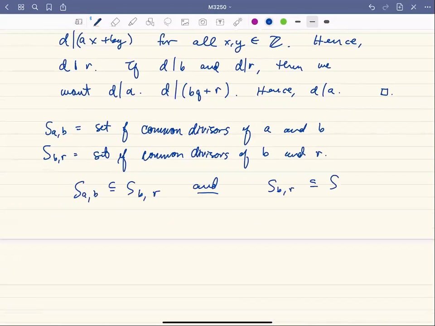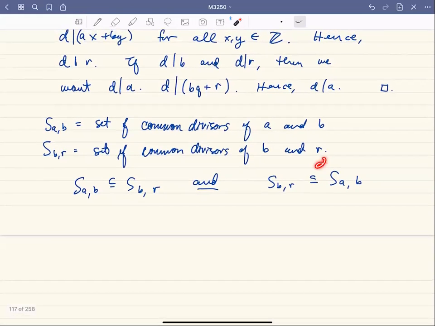To show that S_AB is a subset of S_BR, you pick an arbitrary element in the first set, call it d. To be in the first set means that you're a common divisor of a and b. Then you want to show that you're also in the second set. Likewise, you pick some arbitrary element d in S_BR, and then show that it forces d to be in the set S_AB. So you get that they're both subsets of each other, therefore they're equal. Okay, so that's basically what we did there.